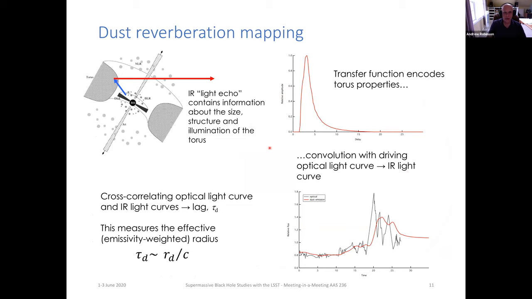So moving on to reverberation mapping, I won't go into this in detail because Yue Shen gave a very nice explanation in the context of the broadline region. The basic principle is the same, but in this case, light from the accretion disk is absorbed by dust in the torus. And because of light travel delays, there is an echo. So the reprocessed infrared response is delayed compared with variations in the optical. And that echo contains information about the size, structure, and illumination of the torus, which is encoded in a transfer function, the convolution of which with the driving optical light curve gives the infrared light curve. And by cross-correlating the optical and infrared light curves, you can determine the delay, the lag, which measures the effective radius of the torus.